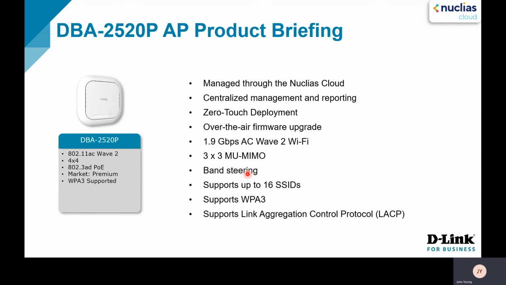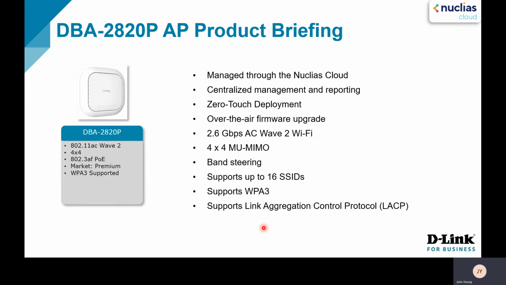Then we have the better one, the 2520P, 3x3 MU-MIMO, 1.9 gig for the wireless Wave 2. It supports up to 16 SSIDs, supports WPA3, and most importantly, comes with LACP. What is this? This one will be able to combine 2 LAN ports together to enhance the overall speed.